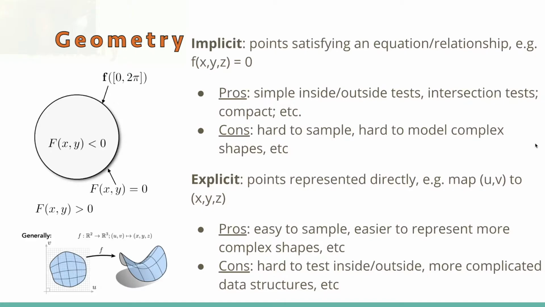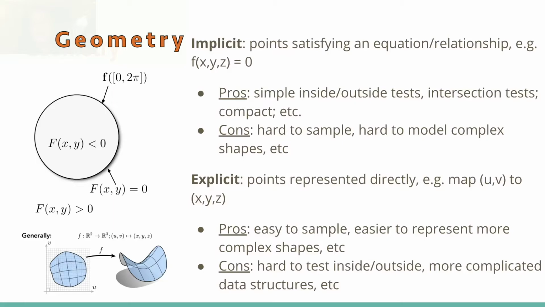Okay, so in lecture, we went over some different ways to represent geometry. We first talked about implicit representations. So these are defined by some sort of equation or relationship. For example, say you have a function, like a function of a sphere, and you just define your object to be all points which satisfy your function equaling 0.